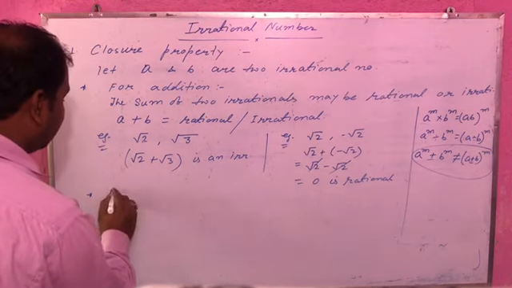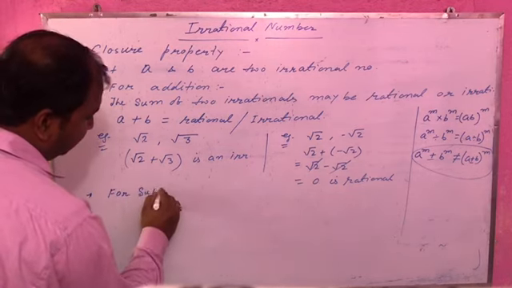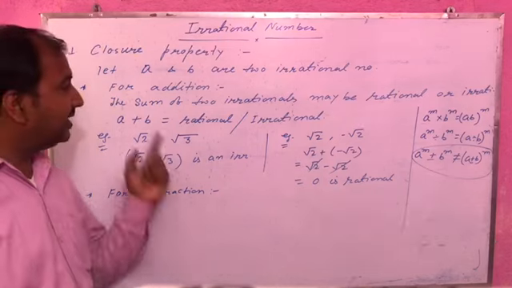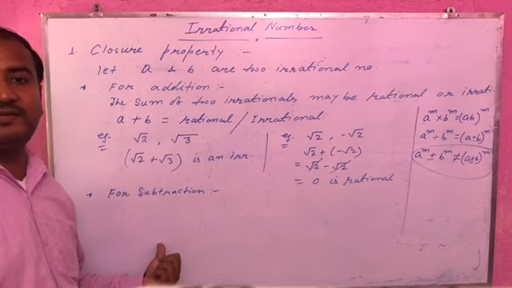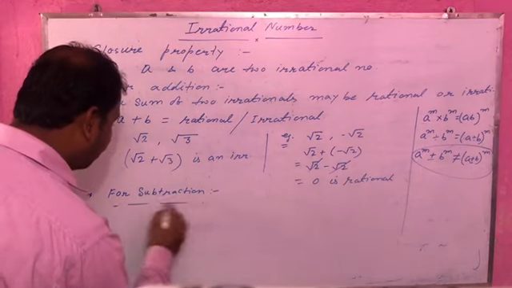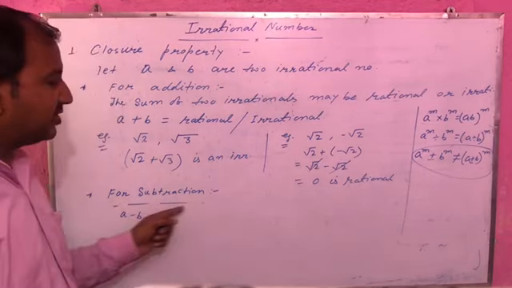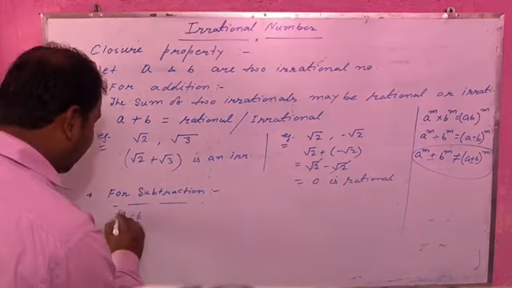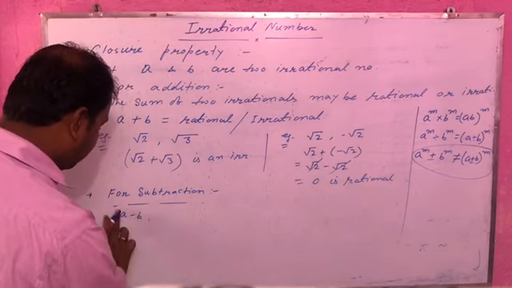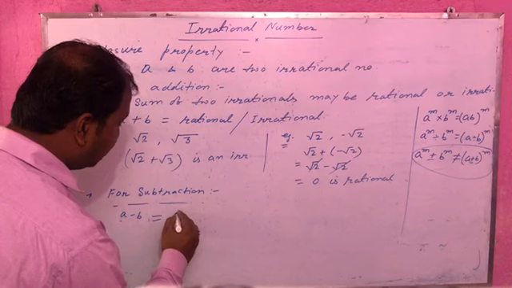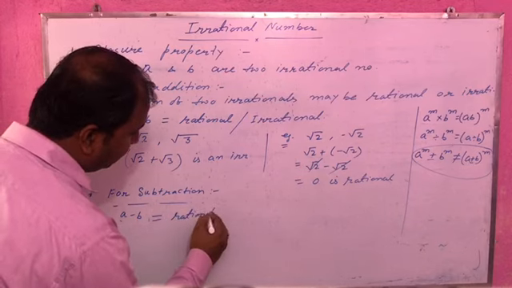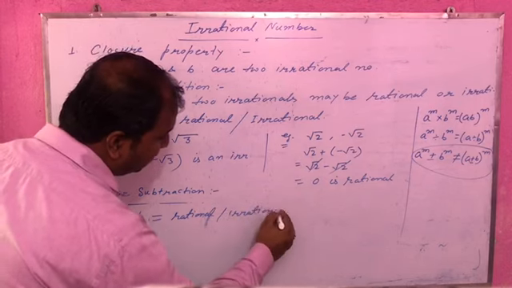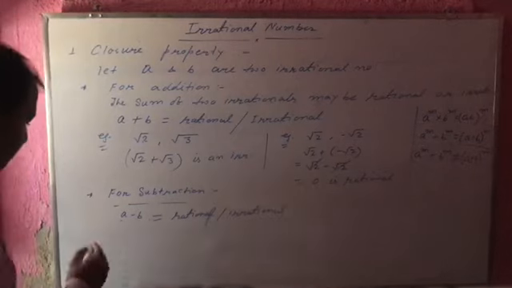Similarly, just go for subtraction. Again we will write, here we had written the sum of, or we will write the difference of. Means a minus b, the difference of two irrational may be rational or irrational. You write down a minus b is not equal to rational or irrational. And similarly we can take some more examples.